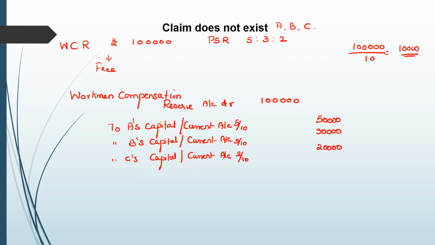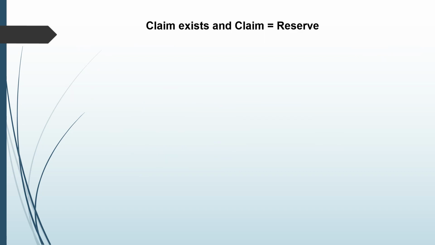So this is done. Now we go to the second case where there is a claim and the claim is equal to reserve. So we'll take again the Workmen Compensation Reserve to be, say, rupees 1 lakh only, and we'll take that there are three partners A, B and C, and the profit sharing ratio is the same, 5:3:2, and suppose here the claim is equal to reserve, so there is a claim of 1 lakh rupees.